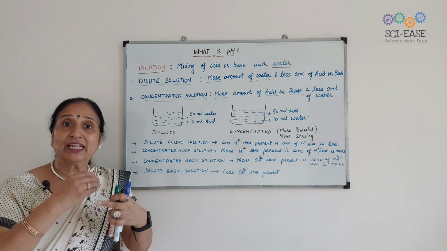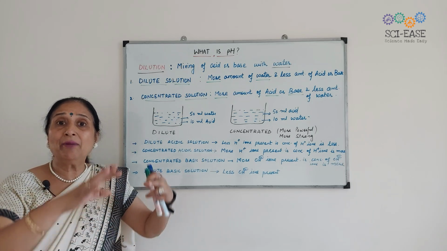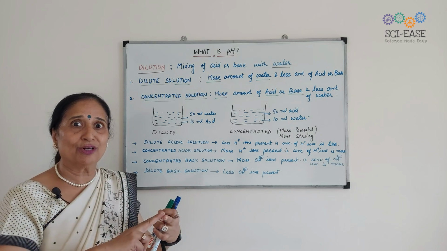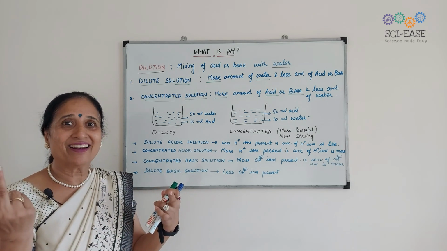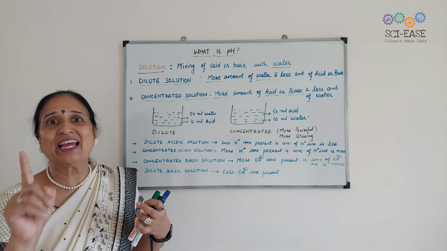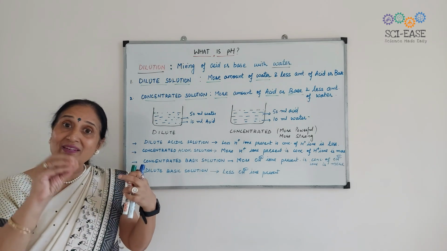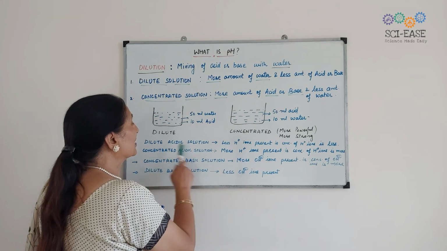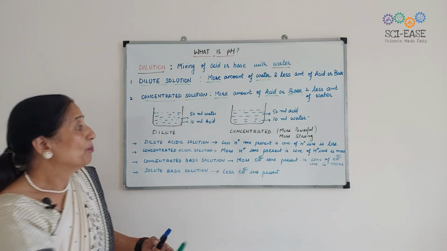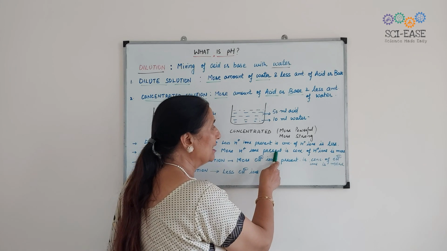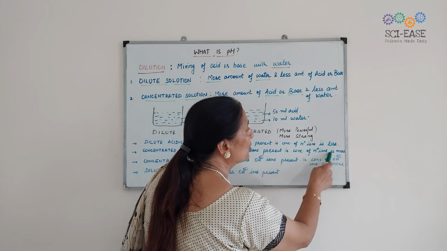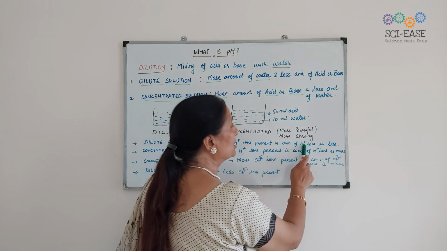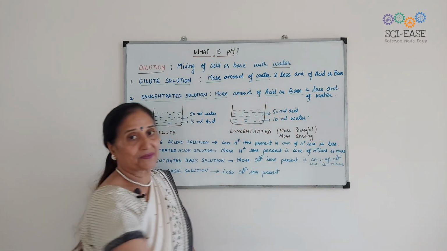So, in case of the dilute solution, will there be more H positive ions or less H positive ions in the dilute solution? Can anyone tell? It will be having less H positive ions because there is less acid in it. Okay? But in case of the concentrated acidic solution, more H positive ions are present. That is, the concentration of the H positive ion is more. Here in the dilute acidic solution, the concentration of H positive ions is less.